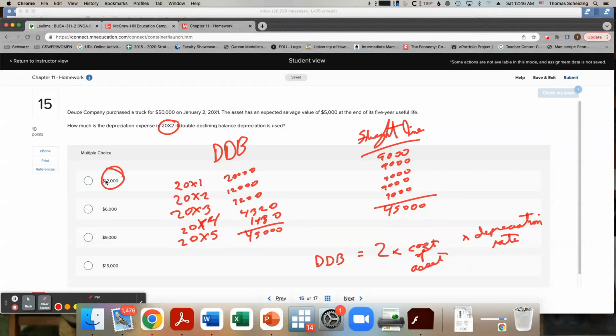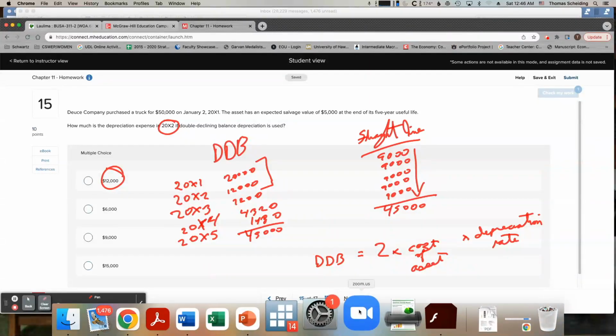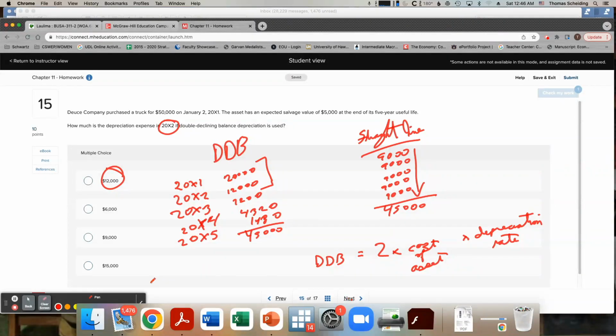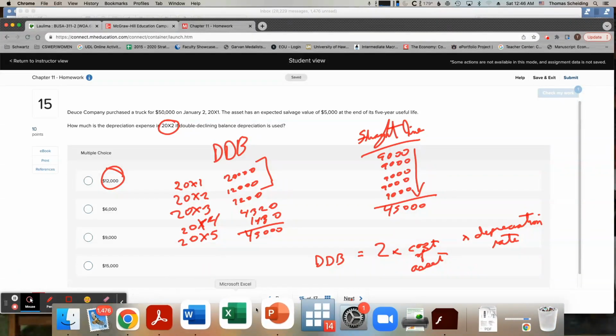So with the double declining balance depreciation, what we're seeing here is that our depreciation expenses are lumped up primarily in the beginning, as opposed to straight line, which is just constant throughout.